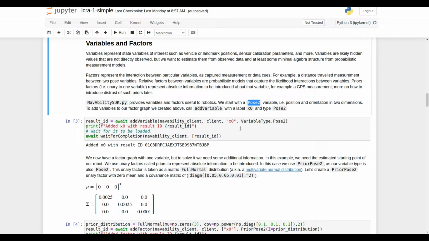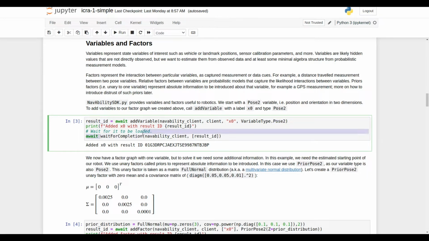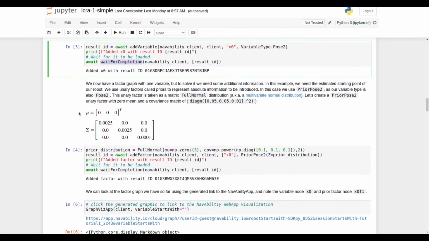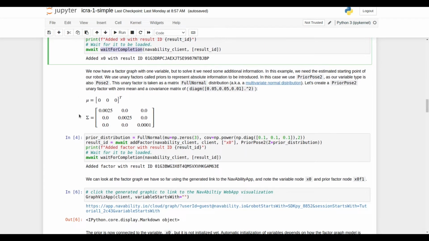To add variables to the vector graph we created above, call addVariable with the label x0 and the type Pose2. addVariable runs asynchronously and returns a result ID that we can use to wait for the variable to be added to the vector graph. We now have a vector graph with one variable, but to solve it we need some additional information.